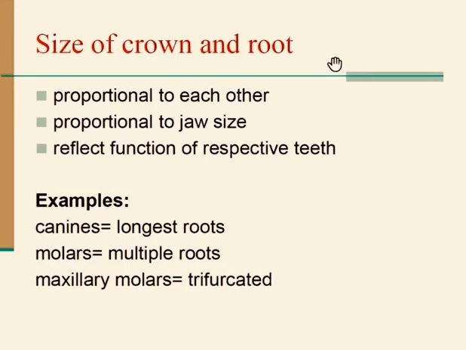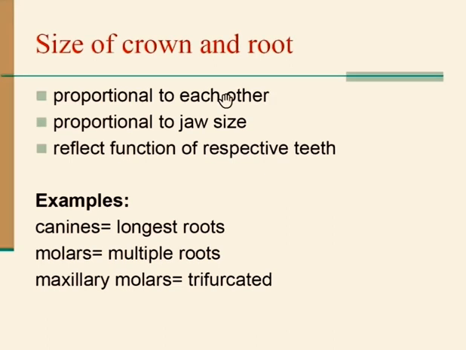The crown and the root should be proportional to each other and to the jaw size. Talking about the jaw sizes, you need to know that in the human species it is different. The sizes of the jaw are different, proportional to the jaw sizes. You will need to know that the upper jaw is bigger or larger than the lower or mandibular jaw.